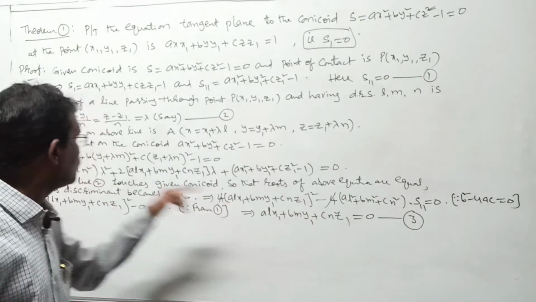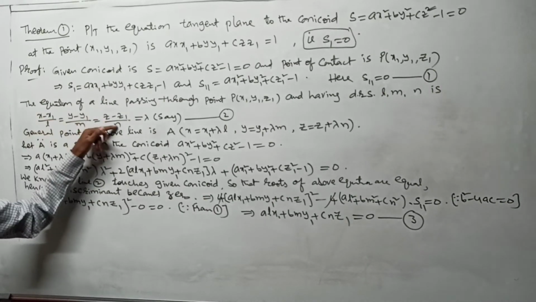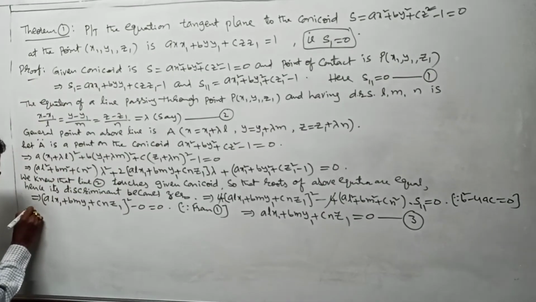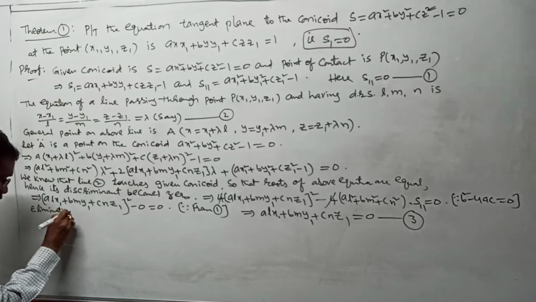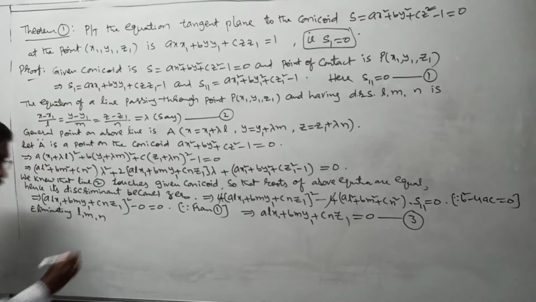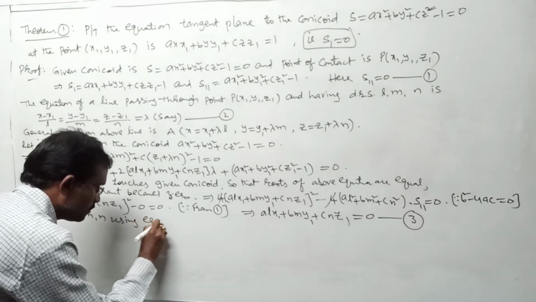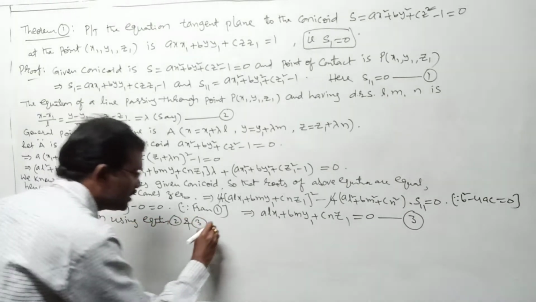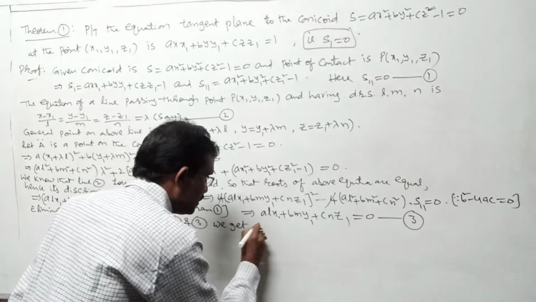How can you eliminate them? Here replace l with x − x1, m with y − y1, n with z − z1. Like that you can replace. I am writing that here: eliminating l, m, n using equations 2 and 3 we get. How to eliminate, you already know. a into l is what?